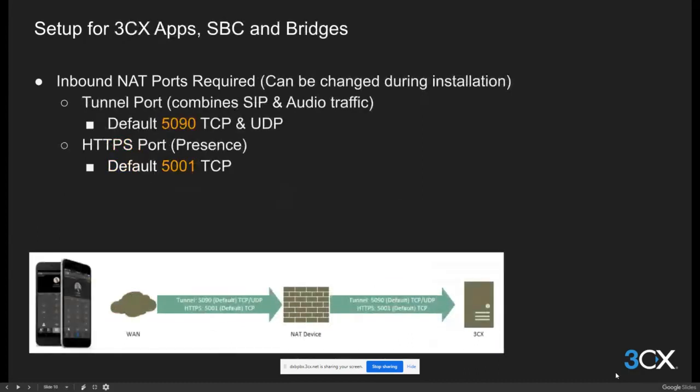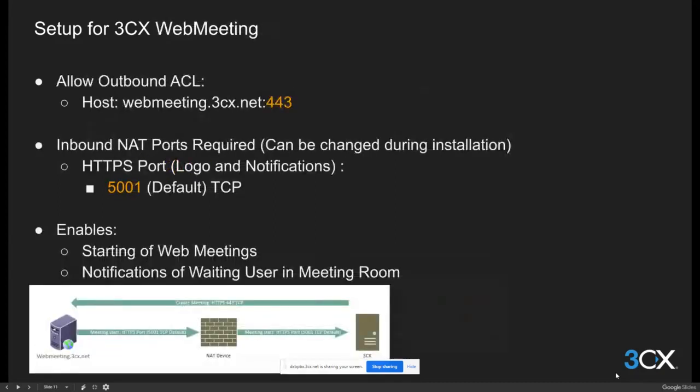Same way, if we are using 3CX apps from outside, using an SBC or a bridge, these are the ports that should be open: the tunnel port, which combines the SIP and audio traffic, default is 5090 TCP and UDP, and the HTTPS port for presence, that is 5001 TCP. So we need to allow this from WAN to LAN. And if you are going to use 3CX web meeting, then port 443 should also be open, because whenever we create a meeting, it will use port 443. But whenever we join a meeting, it is using 5001. So port 443 should also be allowed.